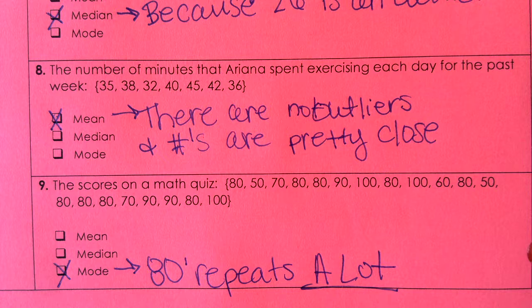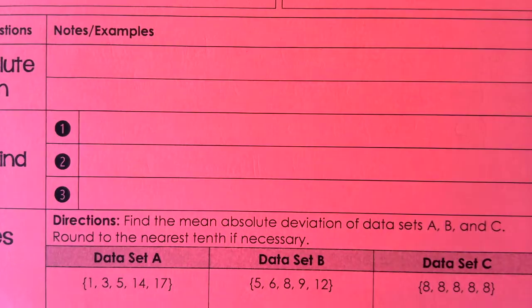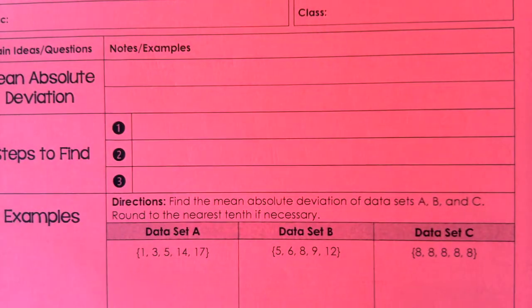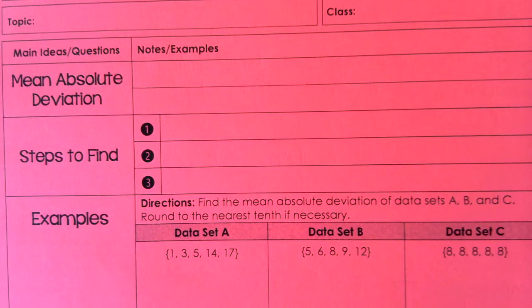Okay, then we're going to jump ahead. We're just going to touch on the mean absolute deviation because this does show up a lot in standardized tests. A lot of you had it on your NWEA. It's going to show up a lot from here on out. So I just wanted to touch on this. So what is a mean absolute deviation?